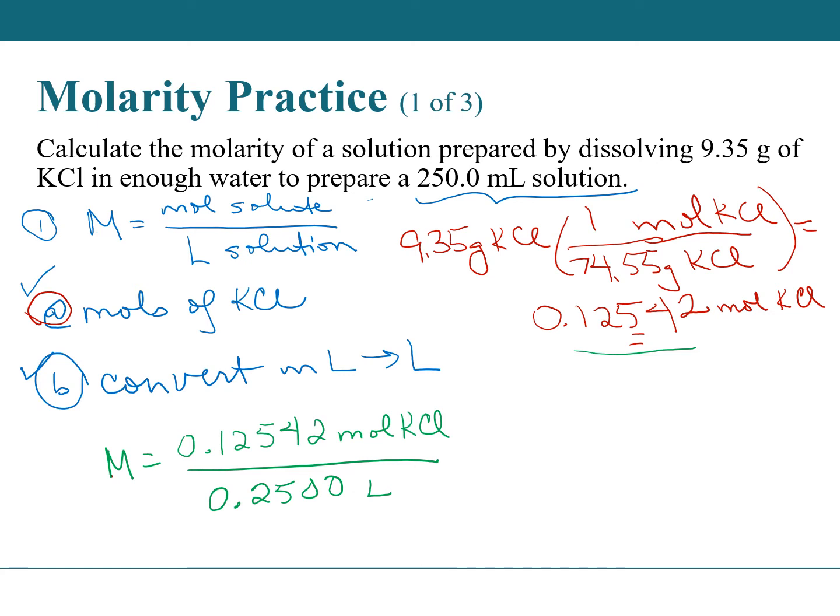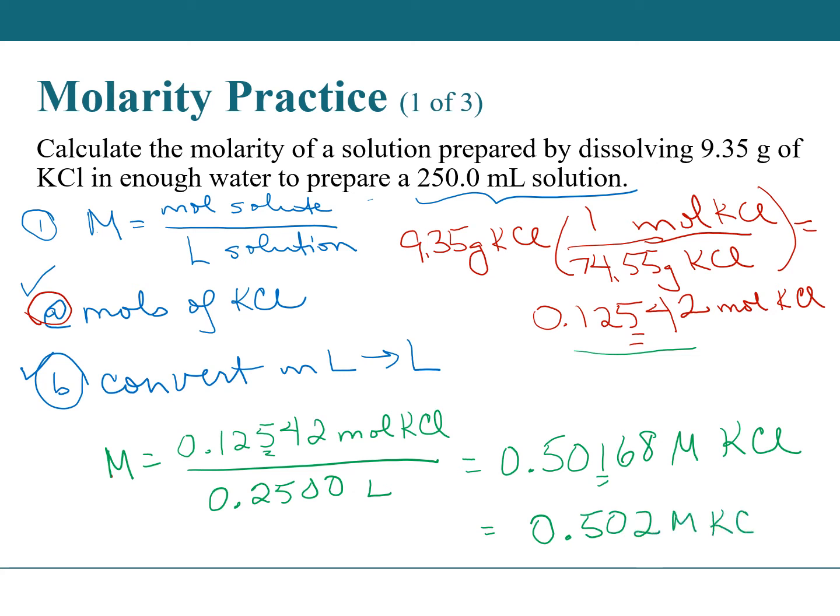And once we do that, remember, this is 3 sig figs, that's 4. So our answer will be in 3 significant figures. We get 0.50168 molar potassium chloride solution. For 3 significant figures, this digit is higher, so we're going to round up. 0.502 molar potassium chloride solution.